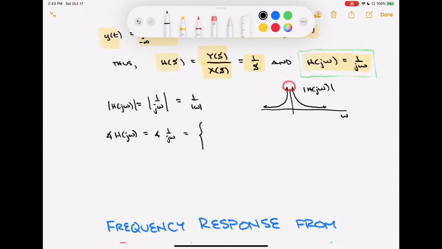Now, if omega is positive, then the angle is based on 1 over j, which is minus pi by 2 for omega greater than 0. If I look at omega negative, then the angle is based on 1 over minus j.